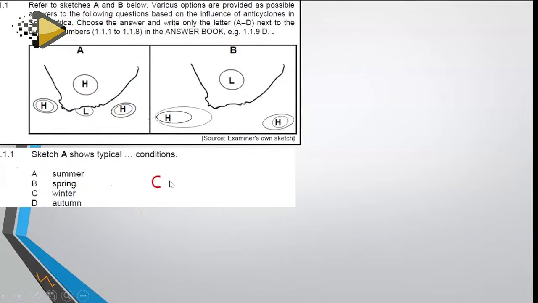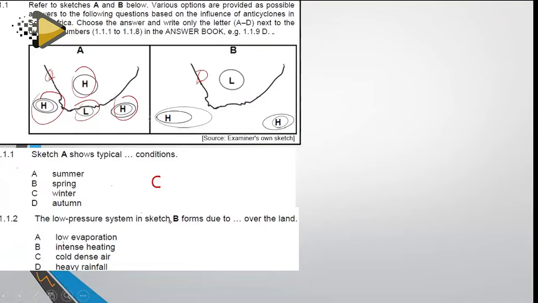Now, let's quickly look at this question. Sketch A shows typical conditions. Is this summer, spring or winter? The correct answer there is winter conditions. Why do you say it's winter? Because of the H there, number one. Number two, we can see the coastal low is further to the east. It's not on the west as it develops there during summer. And then you can see the high pressure cells, South Atlantic and South Indian, are closer to the land.